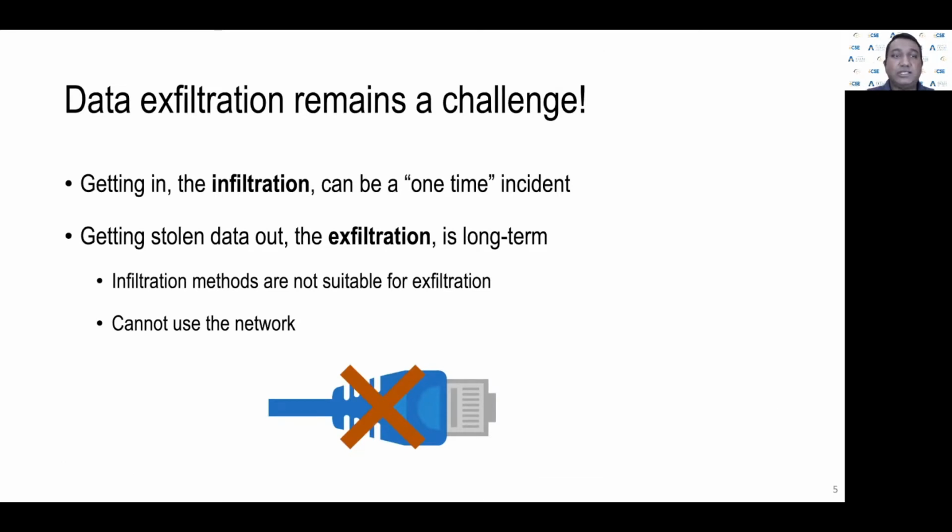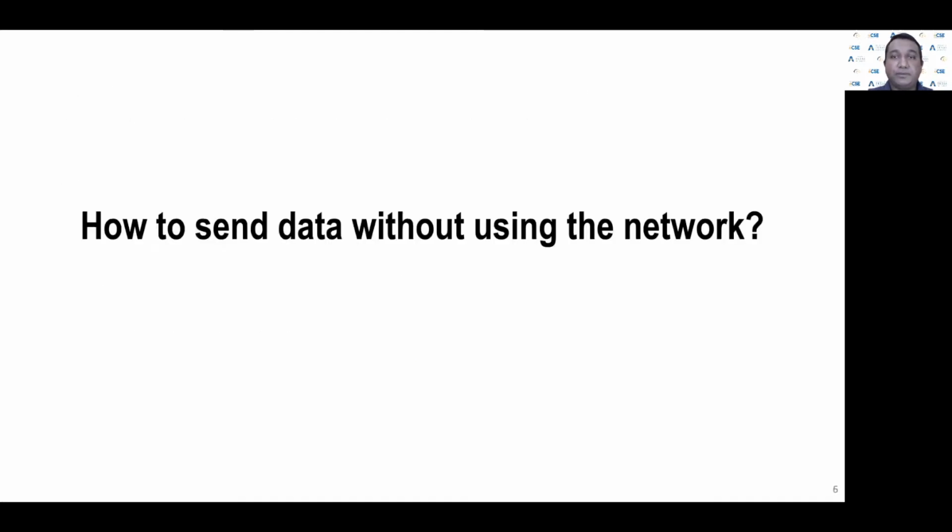Nonetheless, getting the stolen data out of a secure system remains challenging. Getting into the system, or the infiltration, can be a one-time thing. However, sending the stolen information back to an attacker, or the exfiltration, needs to be done over a longer time. The ways malware can get into a secure system may not be suitable for getting the data out. For example, it is very unlikely that a portable drive will find its way back to the attacker. Exfiltration from a secure system is particularly hard since they cannot use the network to send back the data. We are looking for the answer to the question: how to send data without using the network.